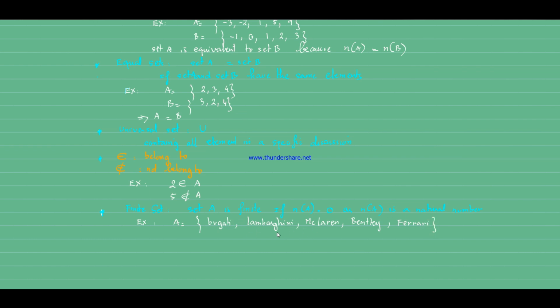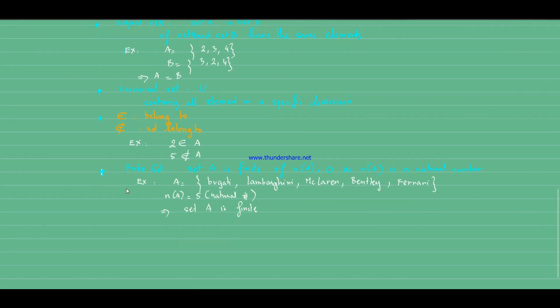So you see over here, the cardinality of A is 5, and 5 is a natural number. That's why I can say that set A is finite, because we can count it and we can finish counting. This is the first element, the second one, the third one, the fourth one, and the fifth one. So that is fine.